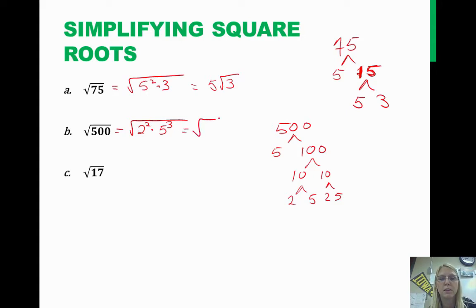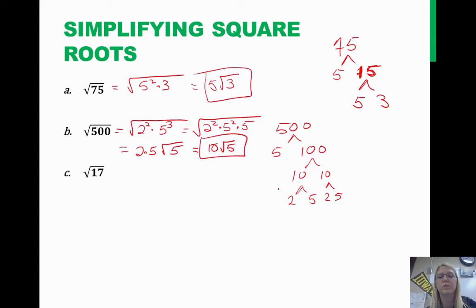But I'm going to rewrite this a little bit more exact here. That'll make it a little easier to see. Notice I took 5 to the third and made it 5 to the second times 5. So now I can take anything to the second power out of the radical. So this will be 2 times 5 square root of 5. Well, what is 2 times 5? That's 10. So it'll be 10 square root of 5. And this is my simplified square root for 500.